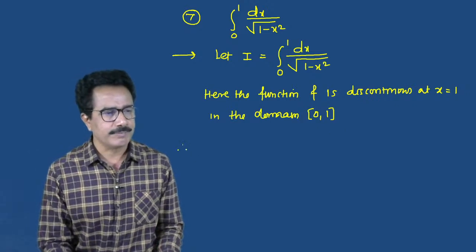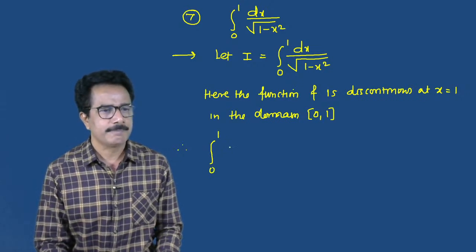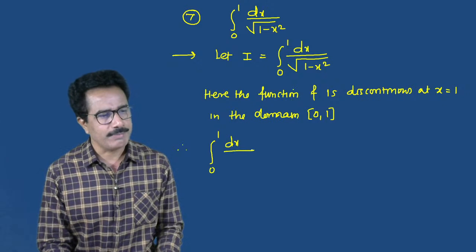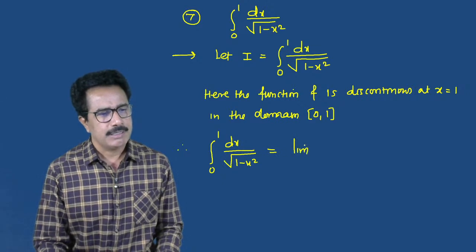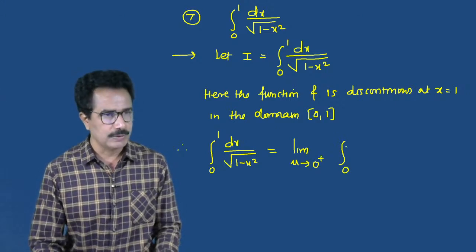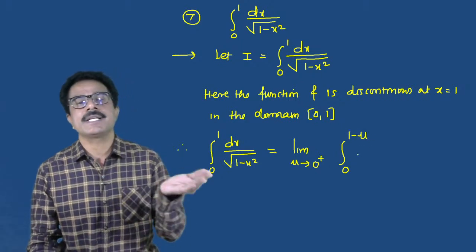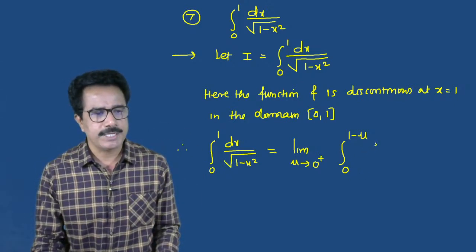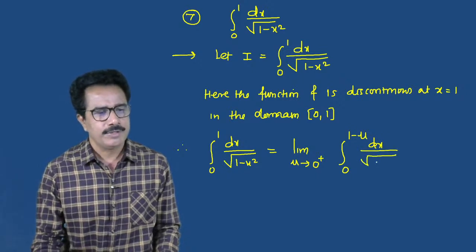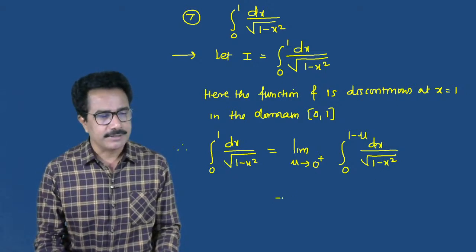Therefore its integration can be written as integral from 0 to 1 dx divided by root of 1 minus x square, which is limit mu tends to 0 positive, integral from 0 to 1 minus mu dx divided by root of 1 minus x square. There is one formula to find the integral.